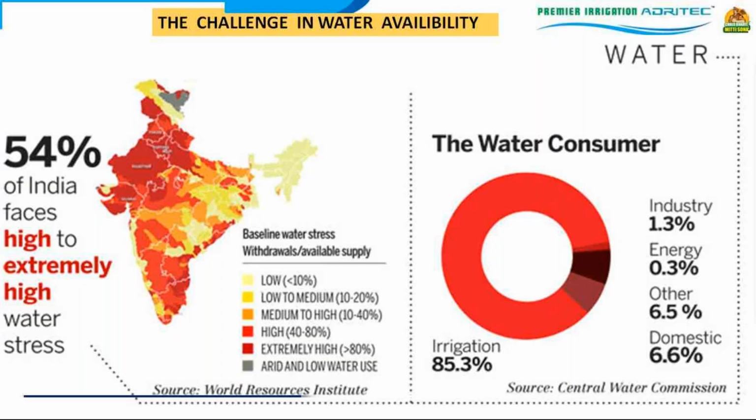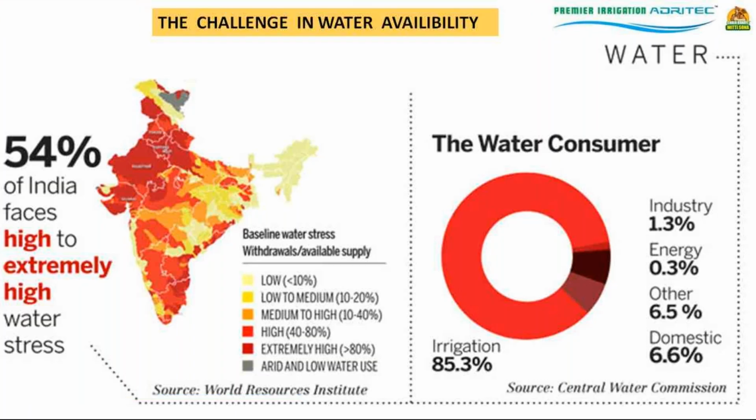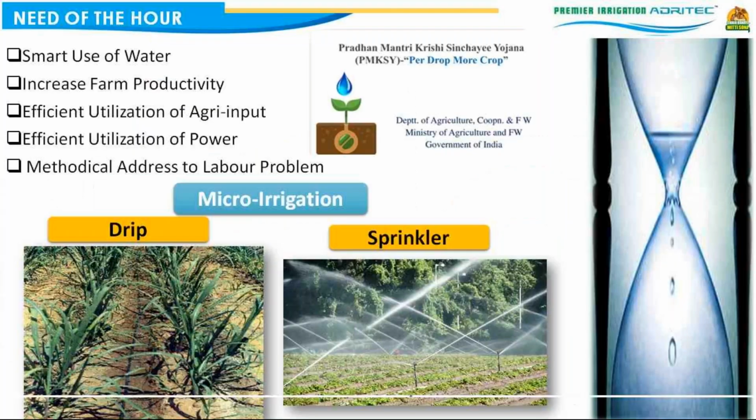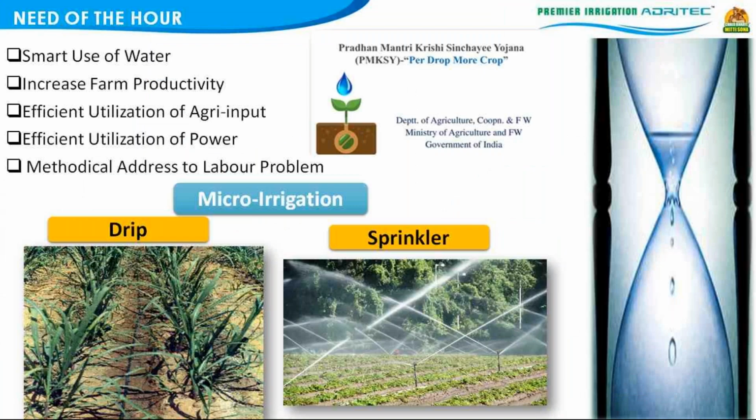And when we look at the water consumer, who is the major consumer of this 1% water? You will find that irrigation, according to statistics from the Central Water Commission, takes 85%, or 85.3%, of it. So again, we see the pressing demand that is there for the irrigation sector. So what is the need of the hour?